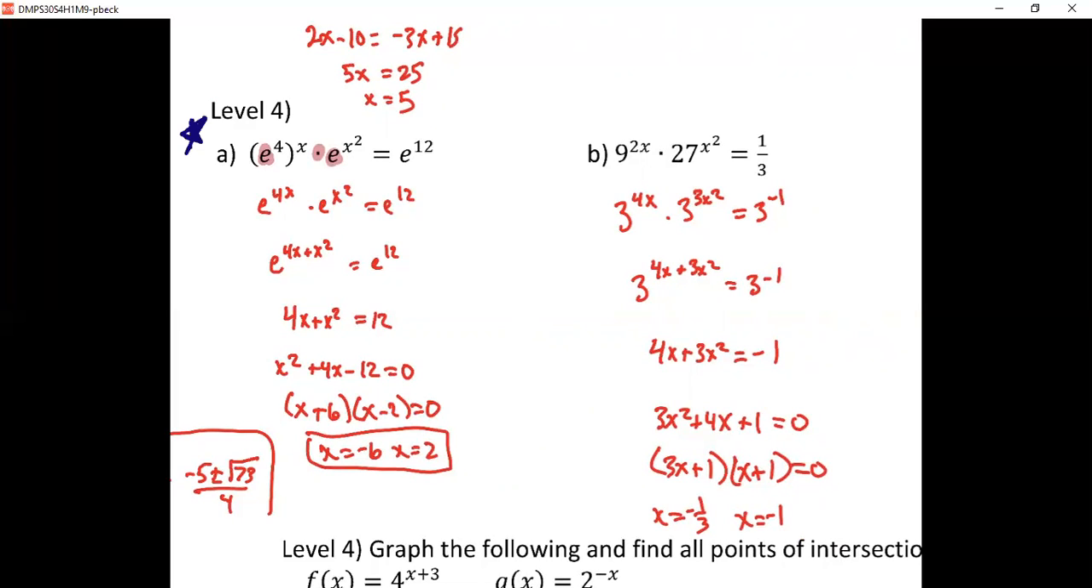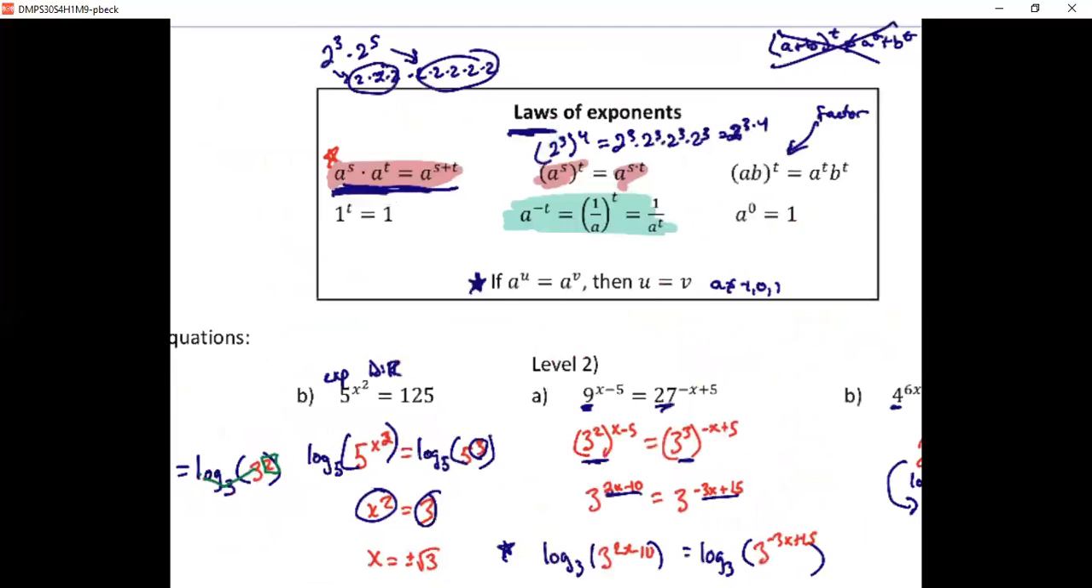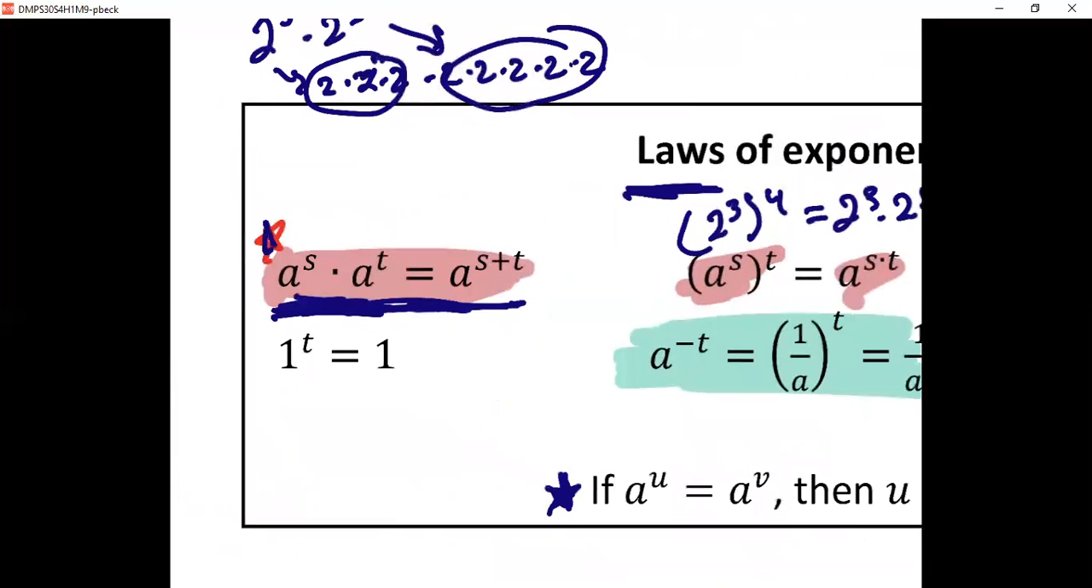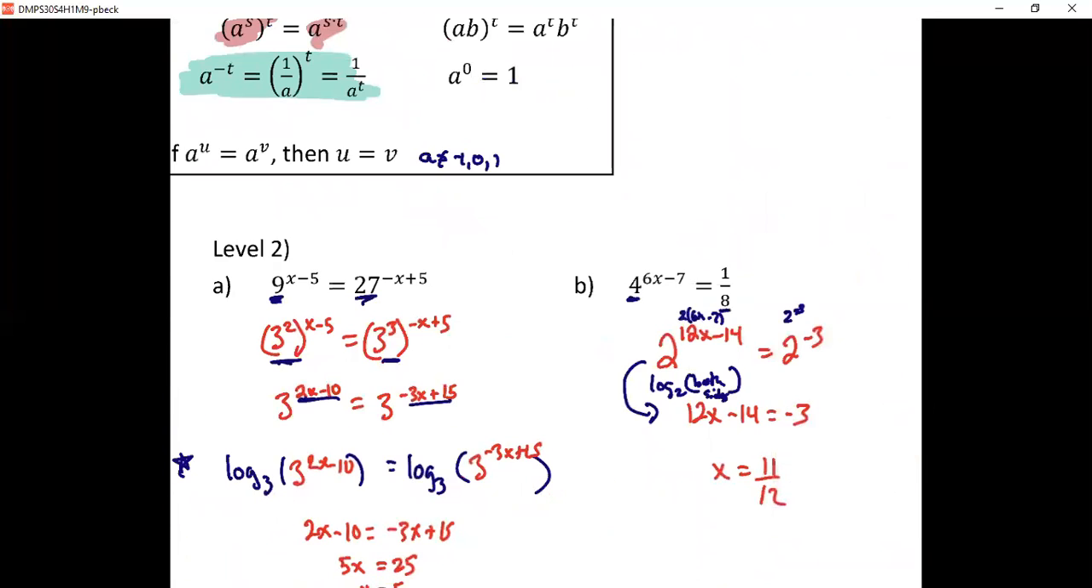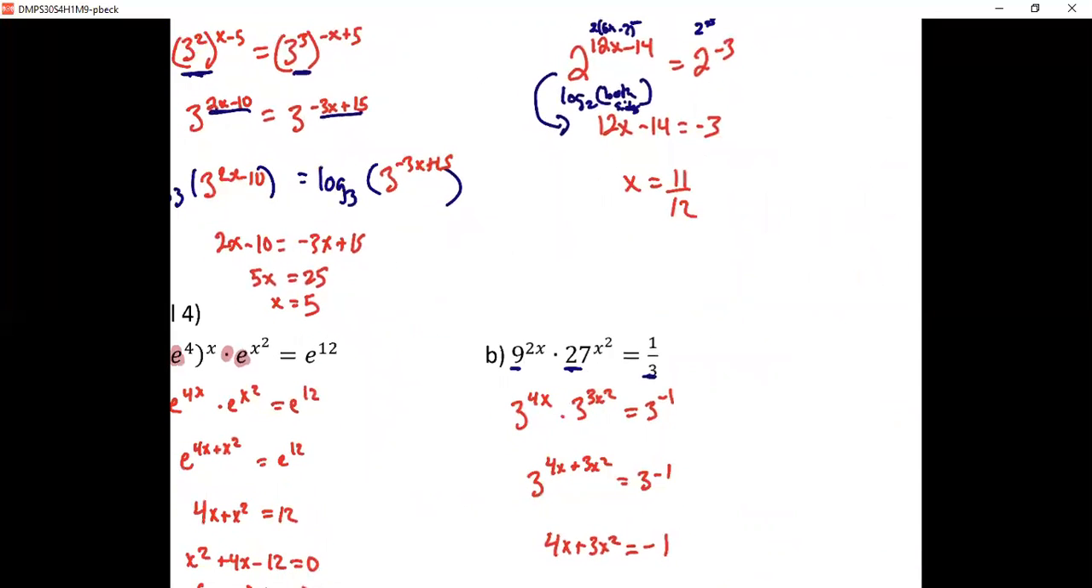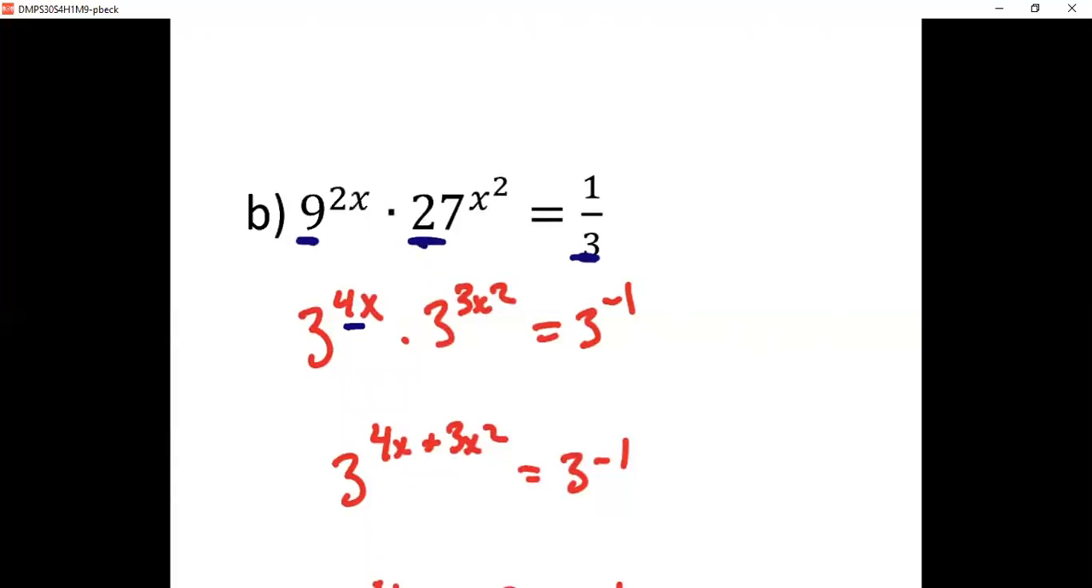So with that said, we begin by saying, hey, I have now multiple bases. So let's make all three of these into a common base, which is 3. And now we're going to use that exponent law up here, the one that I started. And the reason why I started is because I knew I was going to be using it, where we're multiplying the same base, so we add the exponent. So we are multiplying that same base of 3, which means we add the exponent. So 4x plus 3x squared.